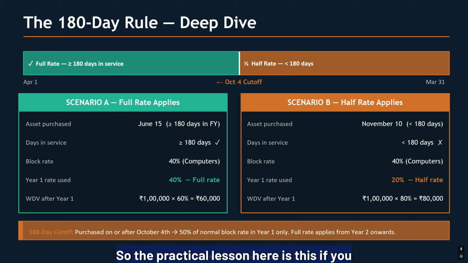So the practical lesson here is this. If you are planning a significant asset purchase, try to put it to use before the 180-day cutoff, which in a standard Indian financial year is approximately 3rd or 4th October. Doing so doubles your first year depreciation deduction. This is a straightforward tax planning opportunity that is easy to miss if you are not aware of the rule. The exact cutoff date can shift by a day depending on whether it is a leap year. Always calculate from 1st April minus 180 days.